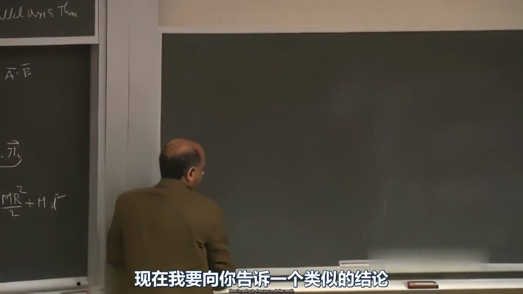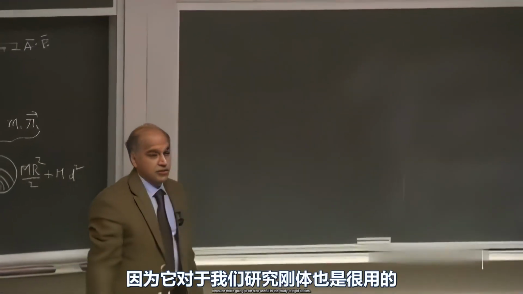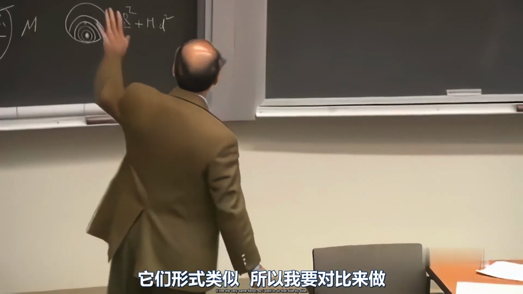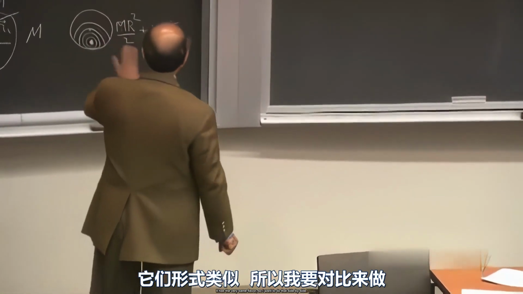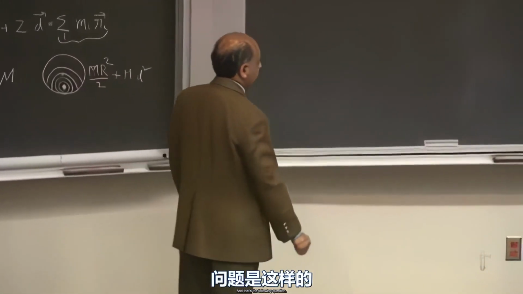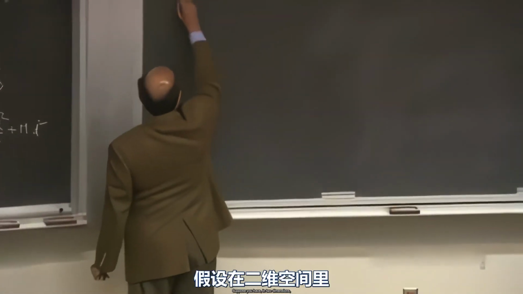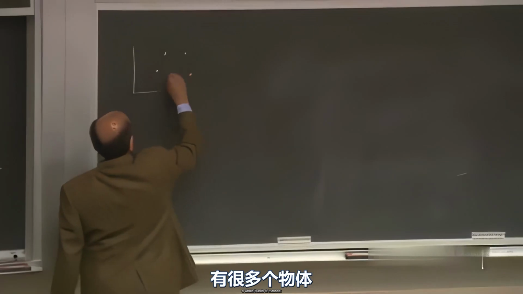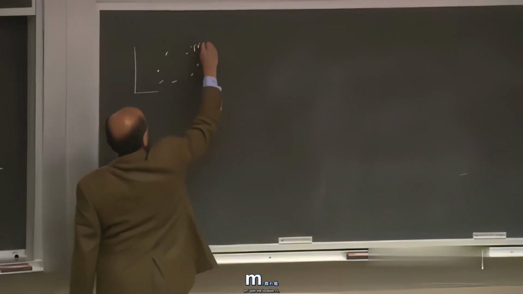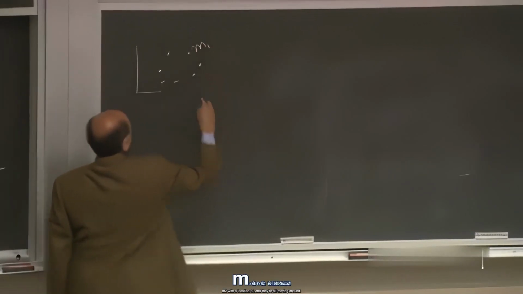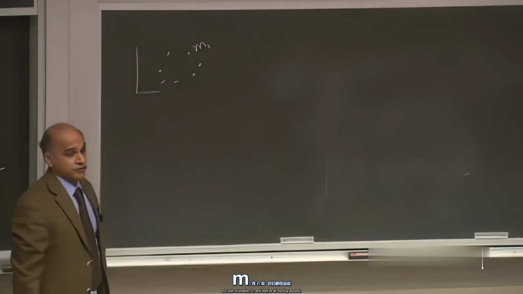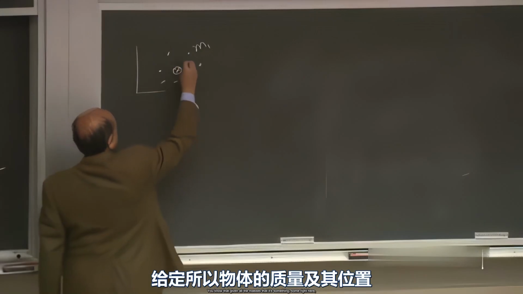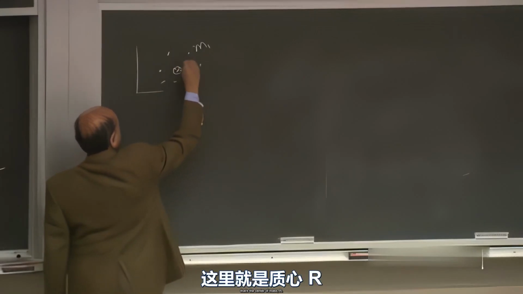Now I'm going to show you a similar result, because that's going to be also useful in the study of rigid bodies. It has the very same flavor, so I want to do that side by side. And that's the following question. Suppose you have, in 2 dimensions, a whole bunch of masses, m1 with the location r1, m2 with the location r2, and they're all moving around. You know that given all the masses, there is something somewhere here that's the center of mass, r.